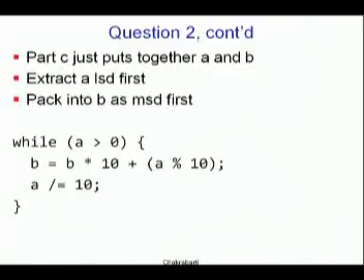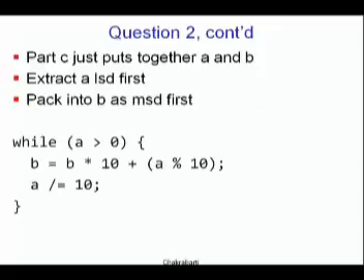Now given these two parts, one of the things we'll of course test for is that you put them together for the third part. That was the sole point of the exercise. So if we have to reverse a number in digits, part C just puts together parts A and B. We extract A, least significant digit first, and pack into B as most significant digit first. Okay. So the code is really simple.